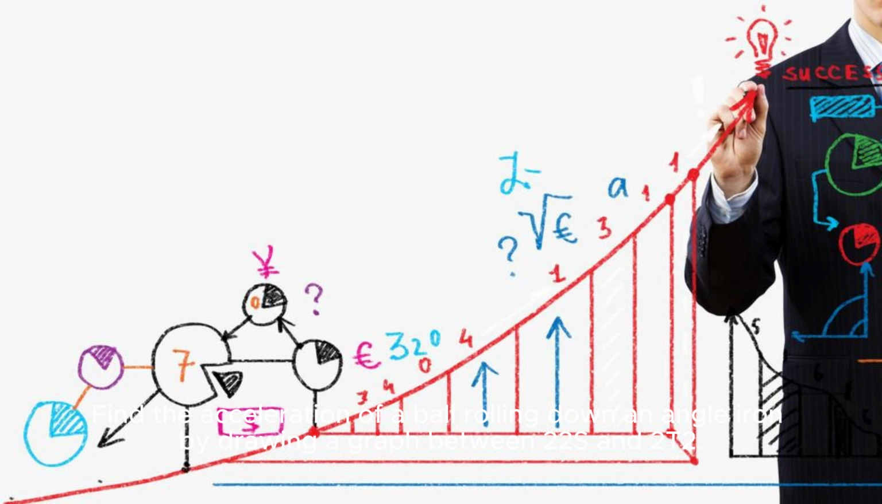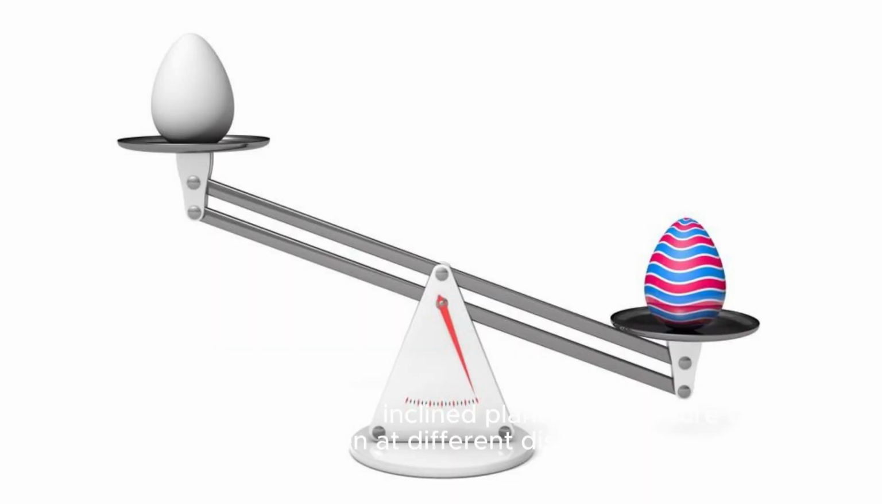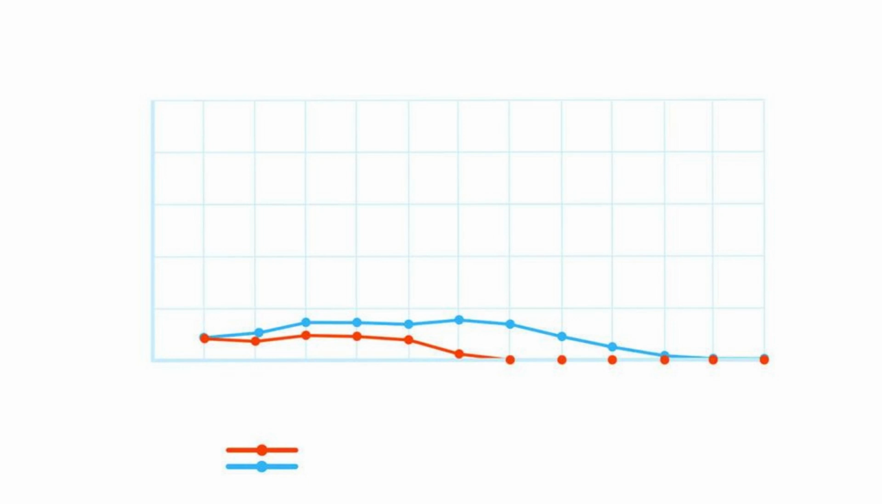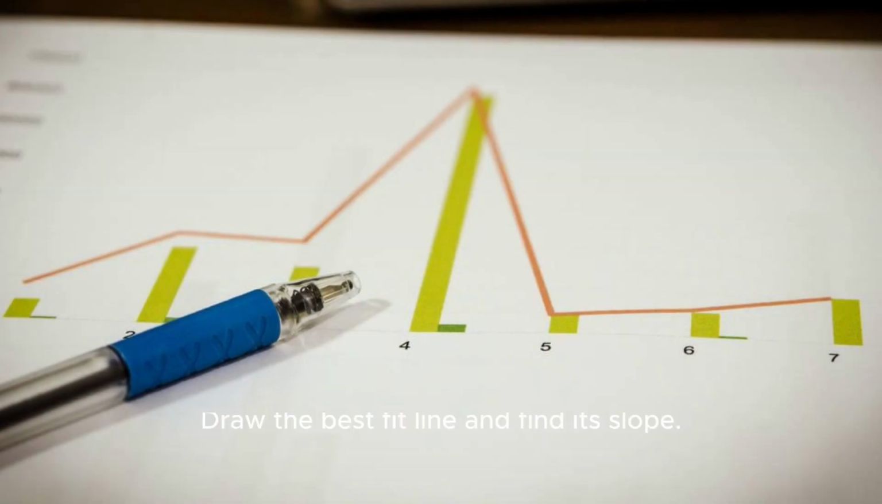Find the acceleration of a ball rolling down an angle iron by drawing a graph between 2s and t². Roll the ball down the inclined plane and measure the time taken at different distances. Calculate 2s and t² for each distance. Plot 2s on the x-axis and t² on the y-axis. Draw the best fit line and find its slope.